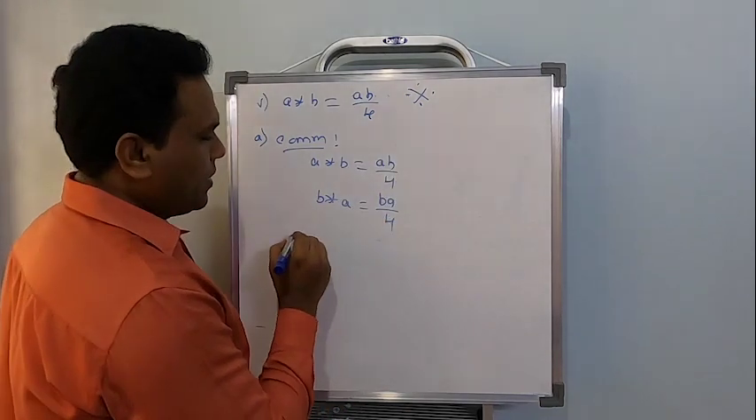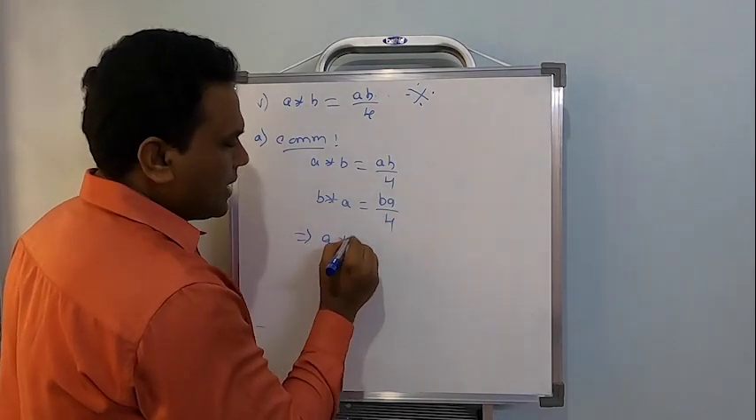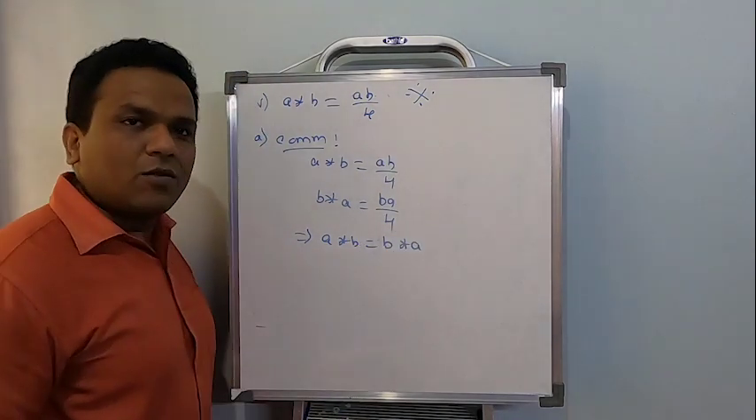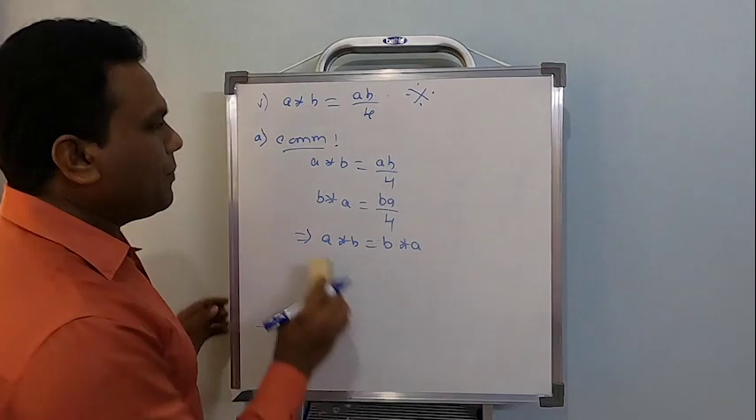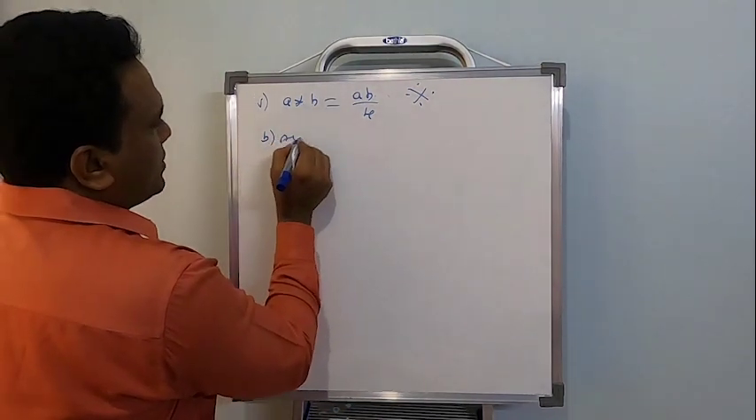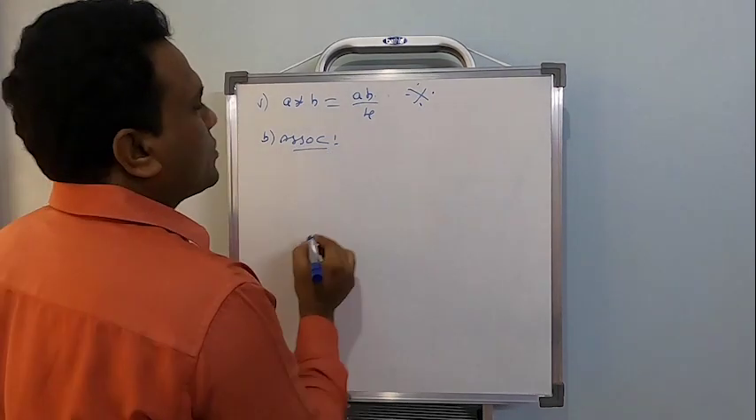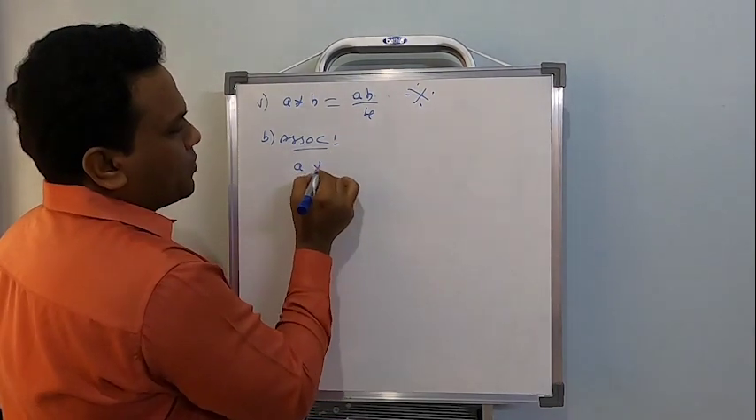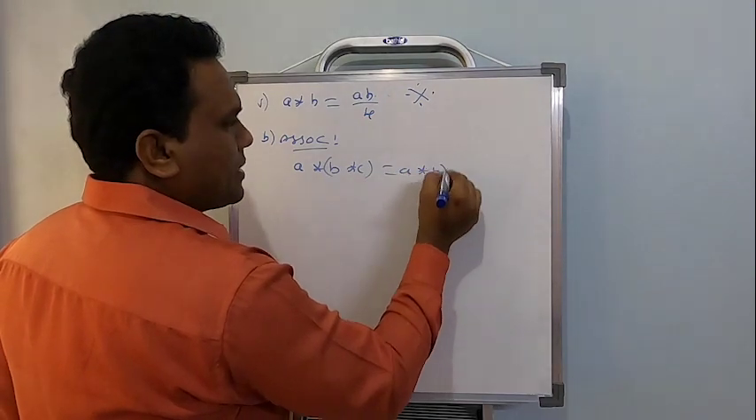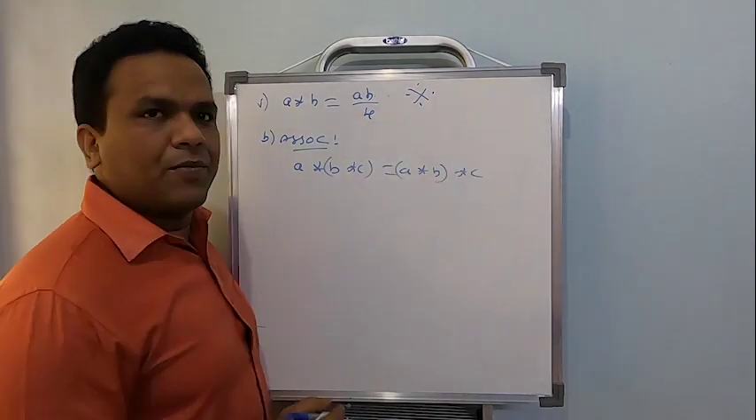Of course they are equal. Now this suggests that a star b is equal to b star a. Therefore star is going to be commutative. Clear? It's quite easy to check commutative. Now let us check for associative. So associative property, a star b star c is equal to a star b star c.